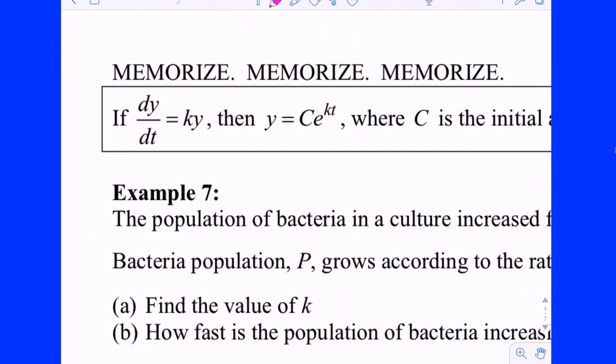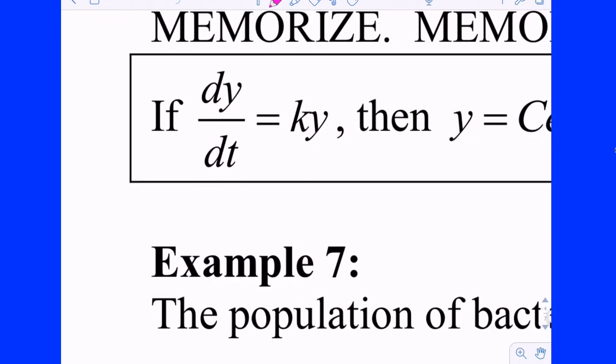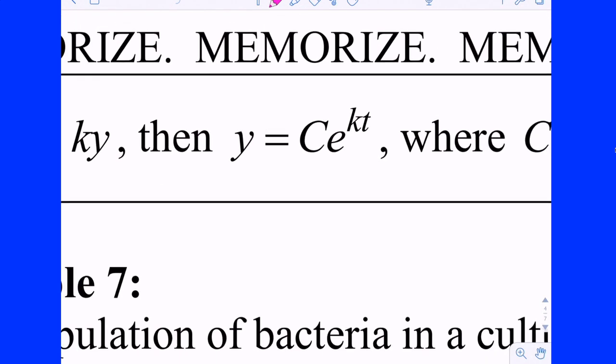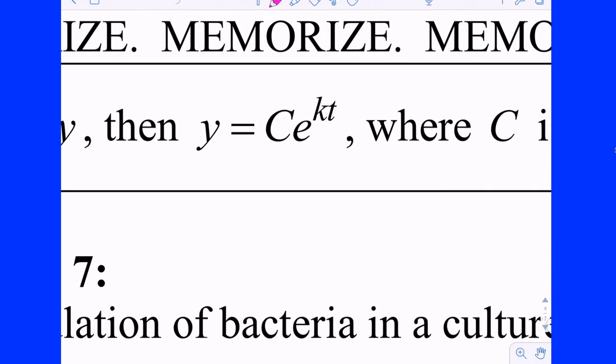All right. So memorize: if dy/dt equals k times y, then y equals c times e to the kt power. Now the variables might change. There are other versions of this. C and k are just arbitrary letters that we use to represent the initial value c and the horizontal dilation factor k. I've seen it in this version before.